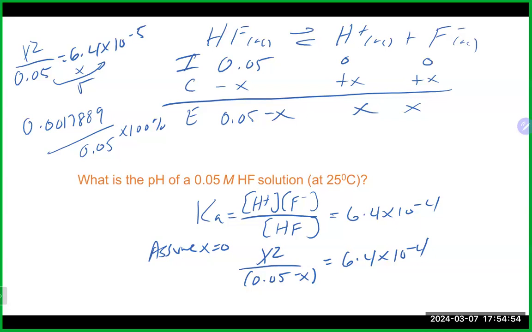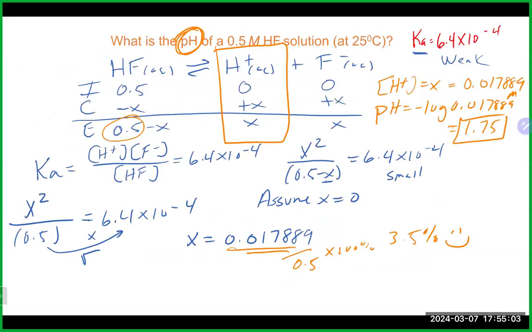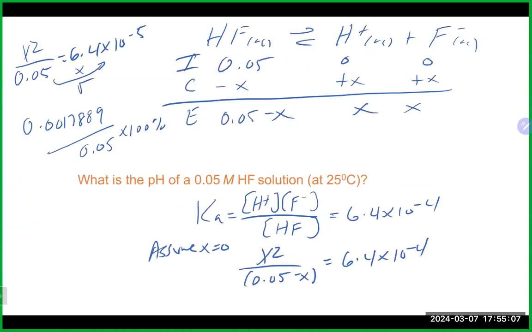0.05 times 6.4 to the -5. There we go. Square root. Am I crazy here? Was it 0.5, 6.4 to the 4? That's right. I should probably hit the right number. Try that. Hang on. Probably helps to punch the right Ka value in there.